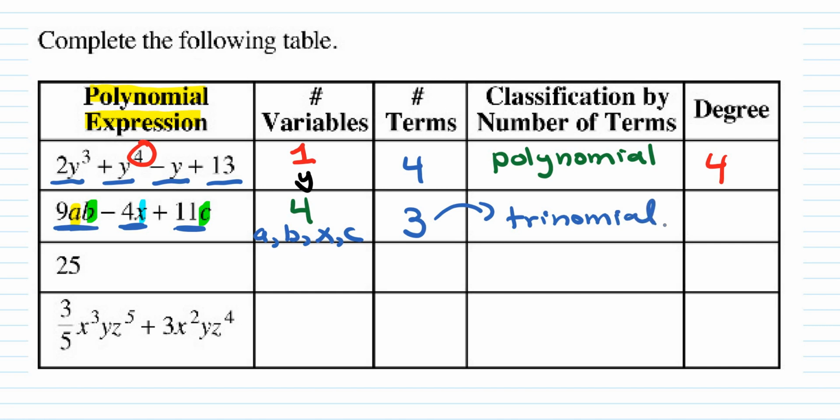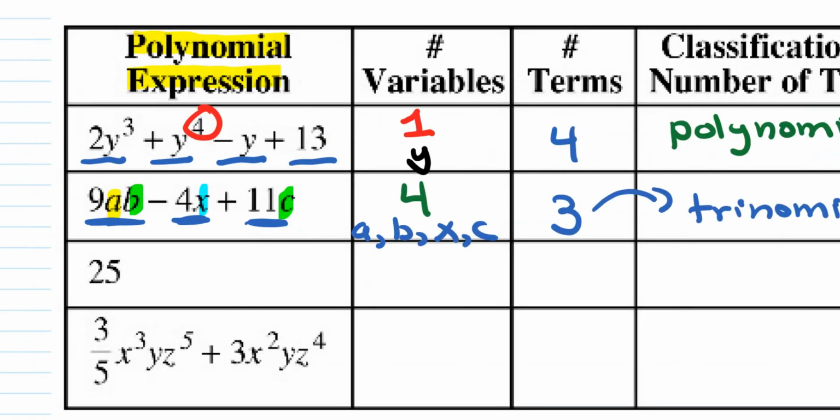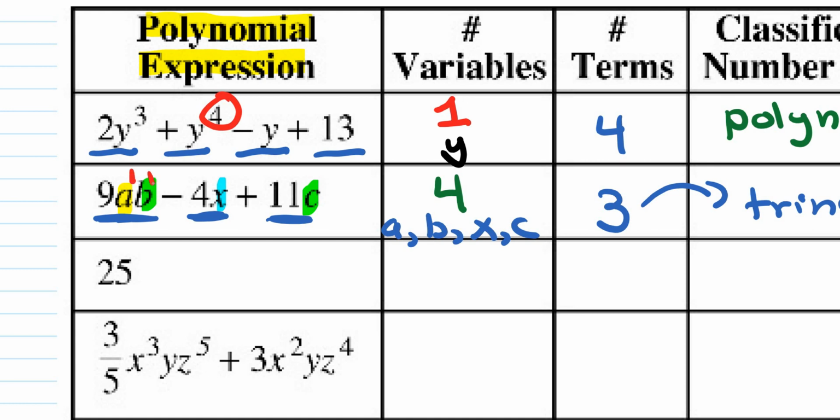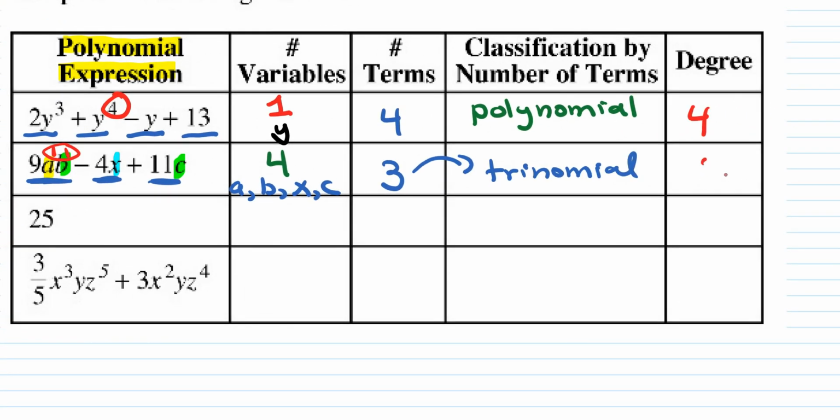And for the highest power here, if I look at the a and the b, there's a 1 and a 1, right? So 1 plus 1 is going to be 2. So my degree is going to be a 2. So the 1 plus 1 gives me a 2 there. Okay, moving on to the next one, I have 25.